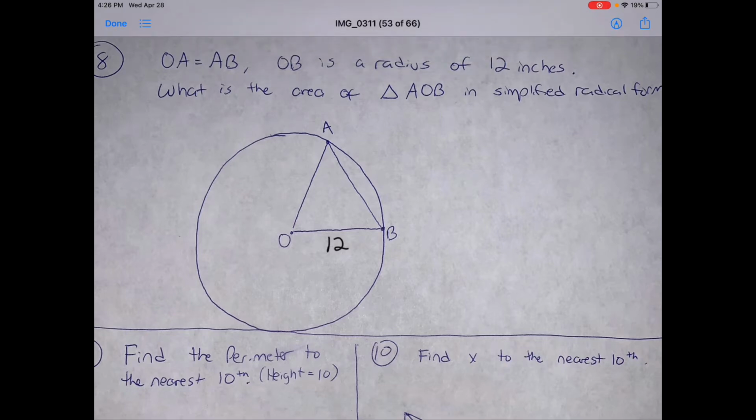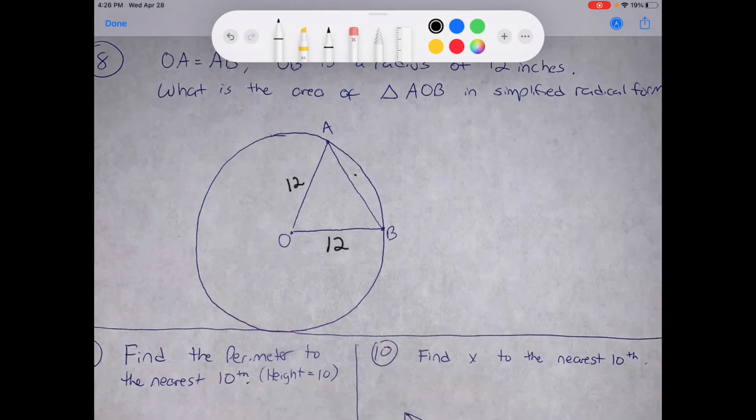And OA is also a radius, so it's got to be 12. And since these equal each other, we have an equilateral triangle. If you remember, in an equilateral triangle all the sides are the same and all the angles are the same measure. Since there's 180 degrees in a triangle and all three are the same, each angle is 60.